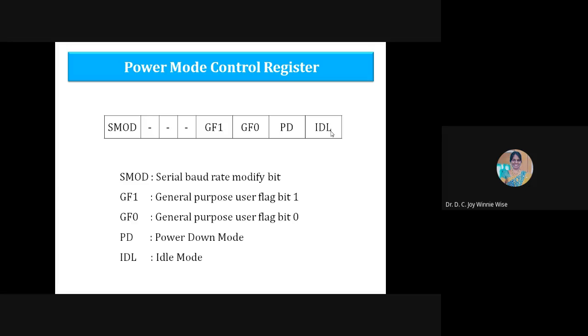So idle mode is nothing but the sleeping mode. Normally when you are using the desktop or laptop, if it goes to sleeping mode, how will you activate it? How will you bring it to the normal mode from the sleeping mode? If you move the mouse or you press the enter key, it will come to the normal mode. That is the idle mode.